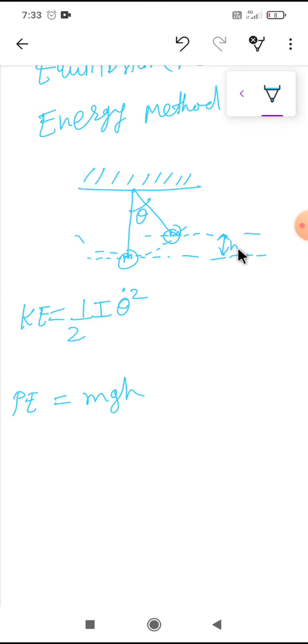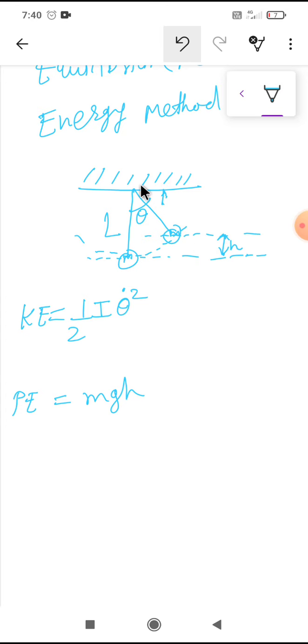So this is h. Okay, so how will I find this height h? Suppose this is the length l and this is also the length l. So here we need to find the value of h.